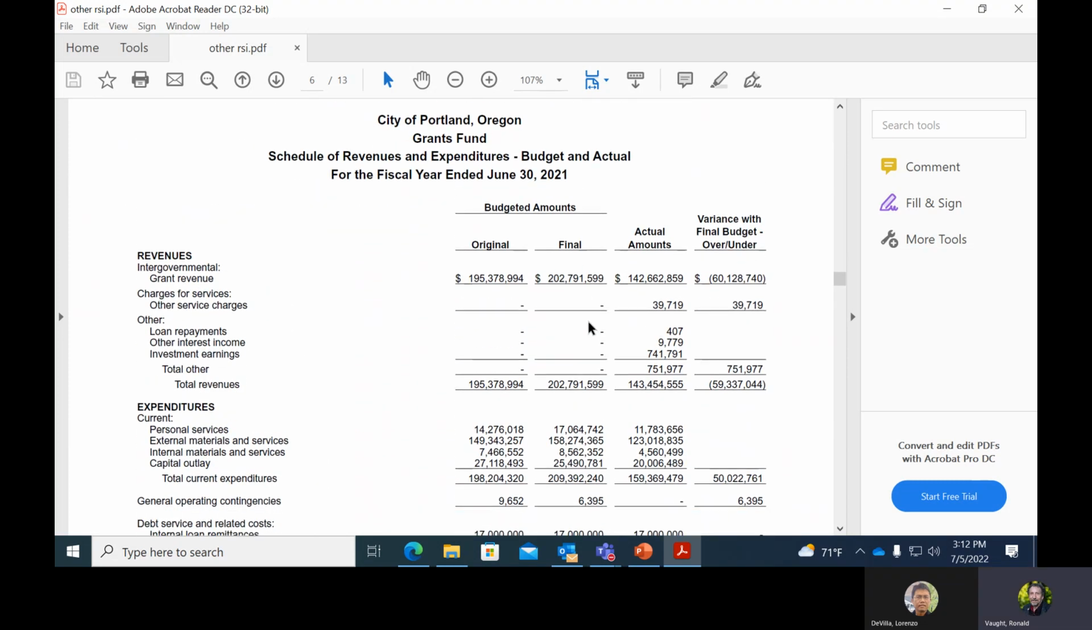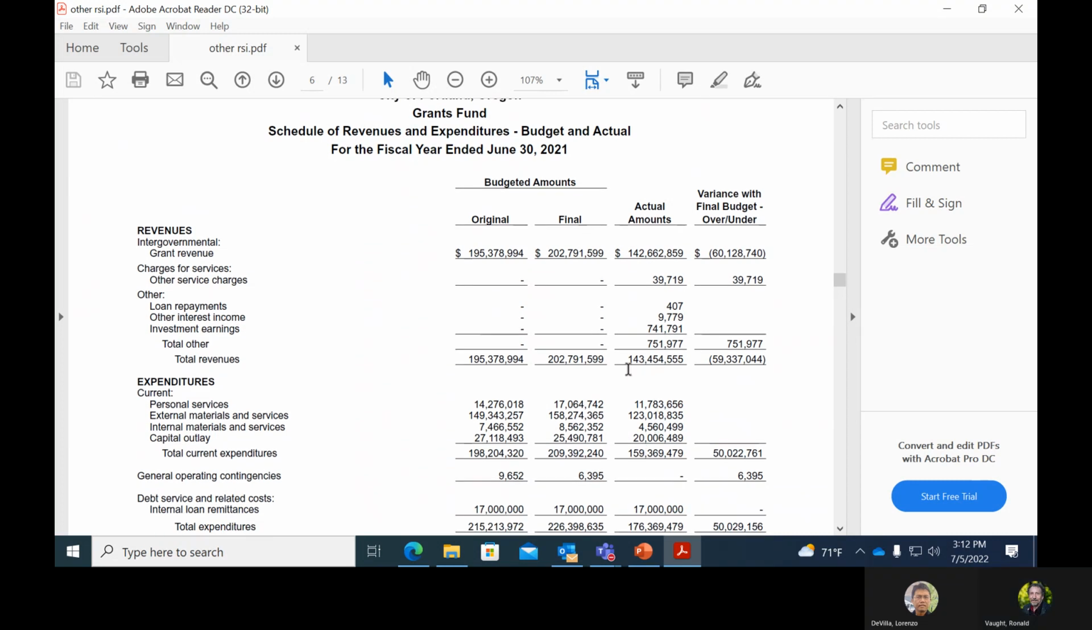And grants right now, because of all the ARPA money and CARES money and just the hundreds of millions of dollars that we've gotten in grants money, has gotten big enough that it's now a major fund. Now, at some point in a few years, it'll probably drop down to where it's not a major fund again, but we'll have to make a decision at that point, because technically there is a trigger that something has to be a major fund based on 10 and 5% of total revenues, expenditures, assets or liabilities. But if you feel something is significant, you can just say, okay, this is a major fund, even though it doesn't technically qualify.